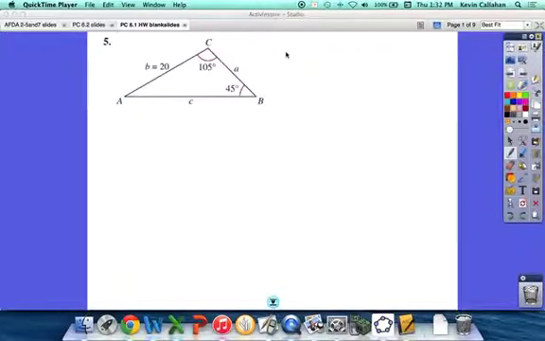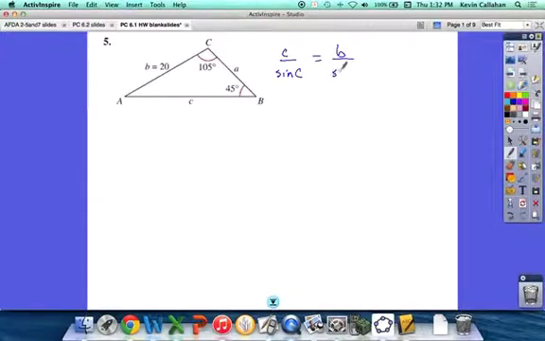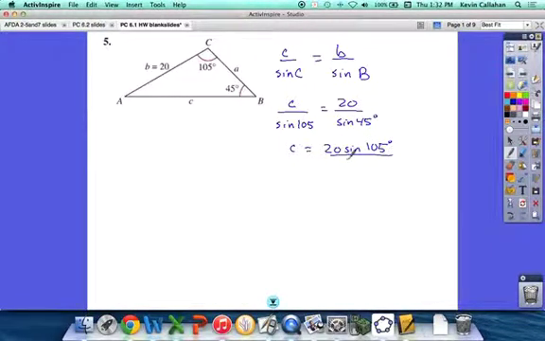C divided by the sine of C equals B divided by the sine of B. Fill in what you can fill in for. C divided by the sine of 105 equals 20 divided by the sine of 45. Okay, so C equals 20 times the sine of 105 divided by the sine of 45.